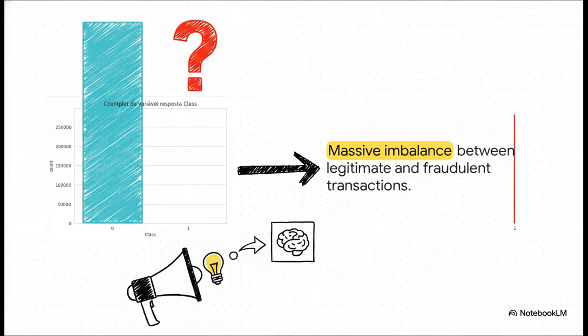That giant column represents the hundreds of thousands of legitimate transactions, and that virtually invisible sliver on the right, that's our fraud cases. If you just feed this raw data into a machine learning model as is, well, the model's probably just going to guess not fraud every single time. It'll be technically accurate 99.8% of the time while completely failing its actual business purpose. So we need an intervention.